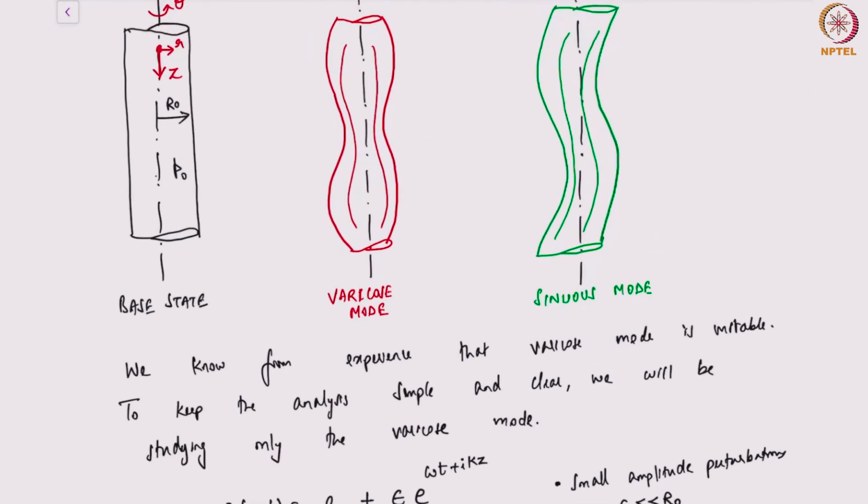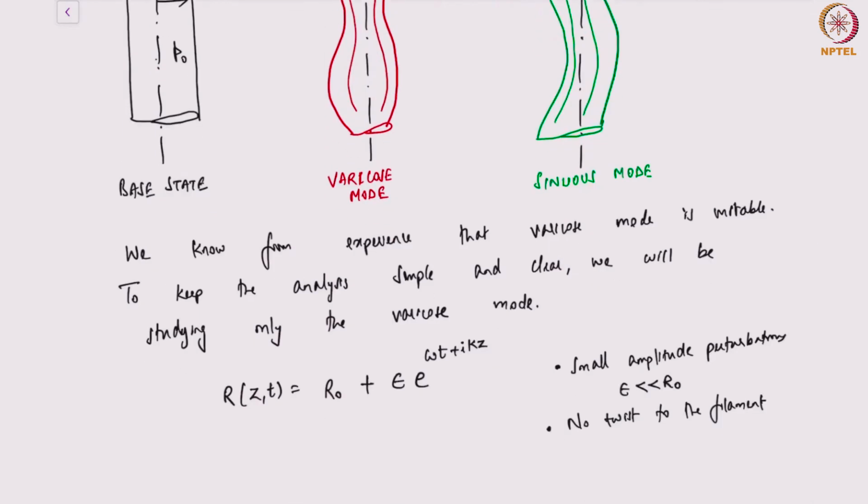You can also have situations where there is a twist to the jet, and if there is a twist to the jet, you will have to introduce this e to the power i n theta, which is missing. We saw this in the previous lecture, but here we are ignoring that perturbation. There's no e to the power i n theta.